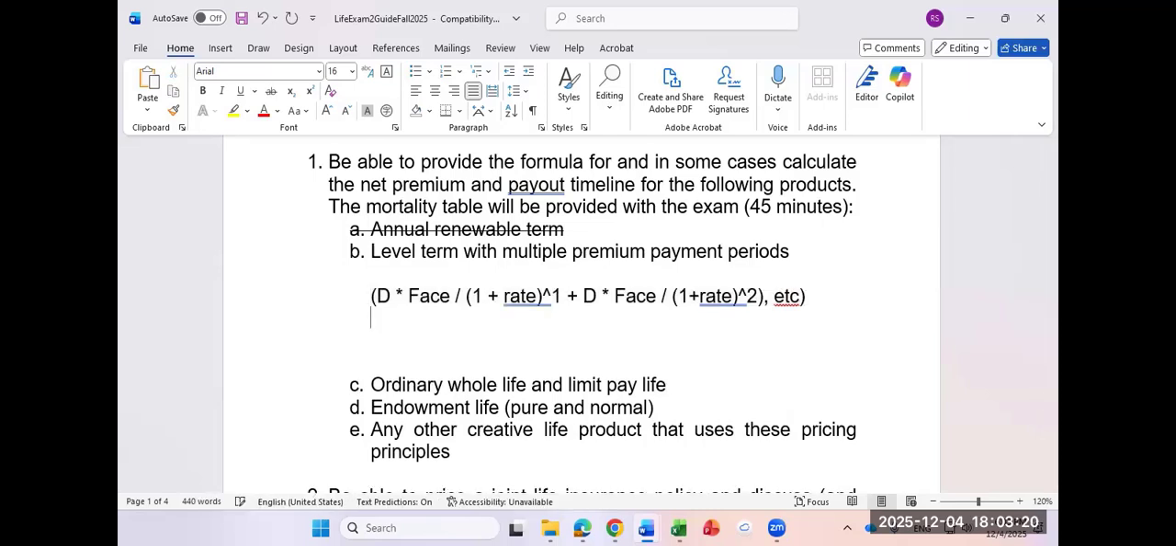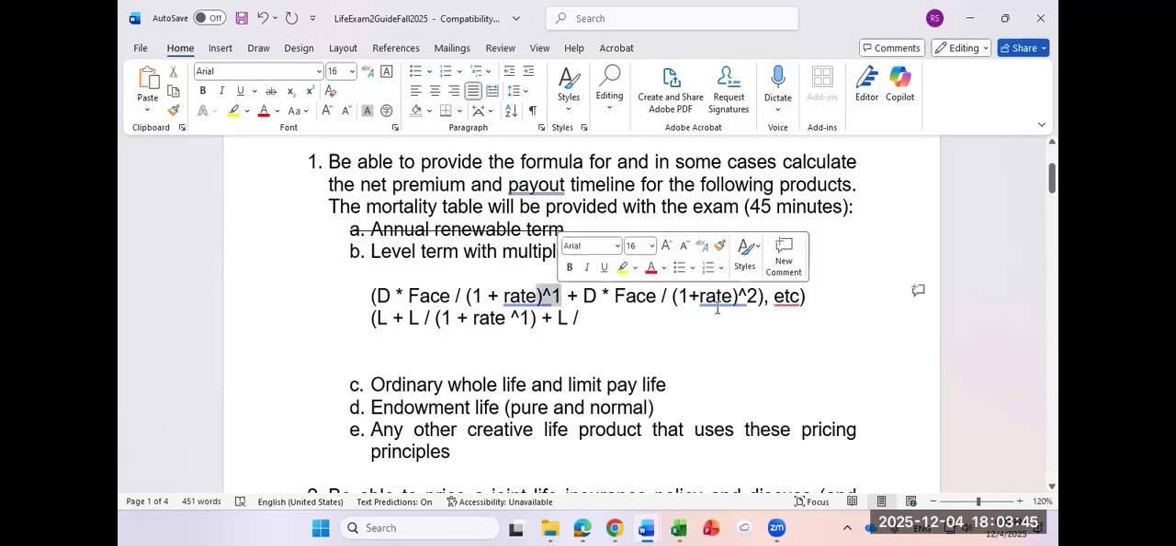And what do you divide by? The division looks exactly the same. It's L, the number of people alive, divided by 1 plus the rate to the first, plus L divided by, etc. So you'll see this formula a lot. If it's 3-year level term, you should have 3 D's, and you do it to the rate to the first, the second, the third. You should have 3 L's. The first L you don't discount. The second L to the first, the third L. So use that formula over and over again.